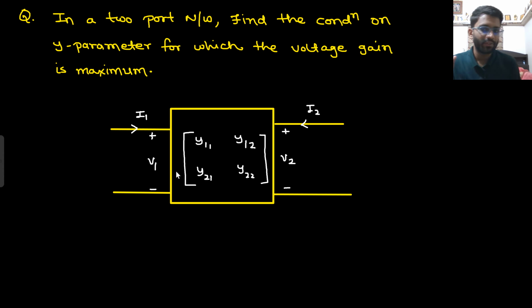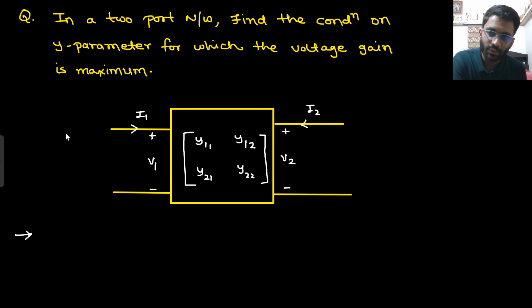So the given question is slightly based on network analysis only. The given question is, in a two-port network, find the condition of y parameter for which the voltage gain is maximum. Those who don't know y parameter, no need to worry. I will tell you what is y parameter here. So you have to find the condition of y parameter such that your voltage gain is maximum.